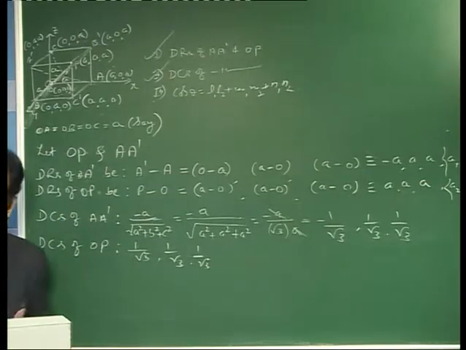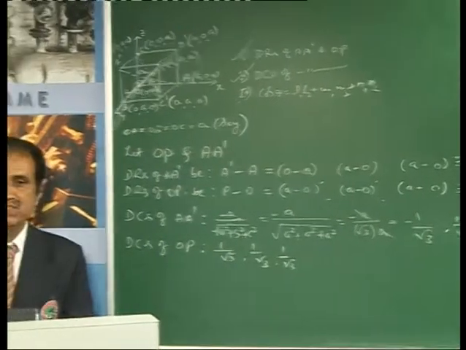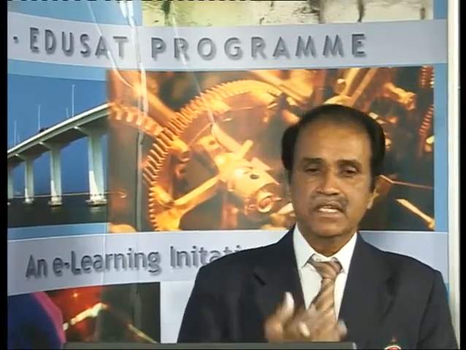Now what you have to prove: find the angle between any two diagonals of a cube. Once you get the direction cosines, to apply the formula, that is cos theta, the angle between two straight lines, when each line is represented by its direction cosines, L1 M1 N1 for the first line and L2 M2 N2 for the second line.